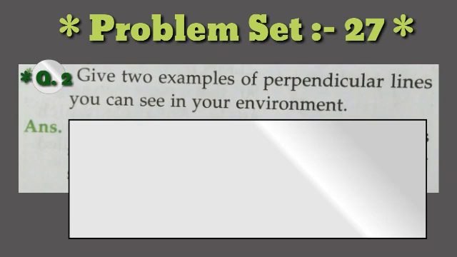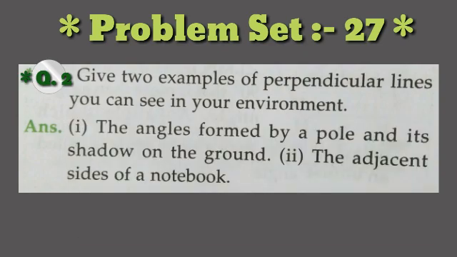Let's see the next question. Give two examples of perpendicular lines you can see in your environment. What can you think? Can you write the examples? I will give you. The first example is the angle formed by a pole and its shadow on the ground, which I have shown you just before. The second example is the adjacent sides of the notebook. Both are examples of perpendicular lines.